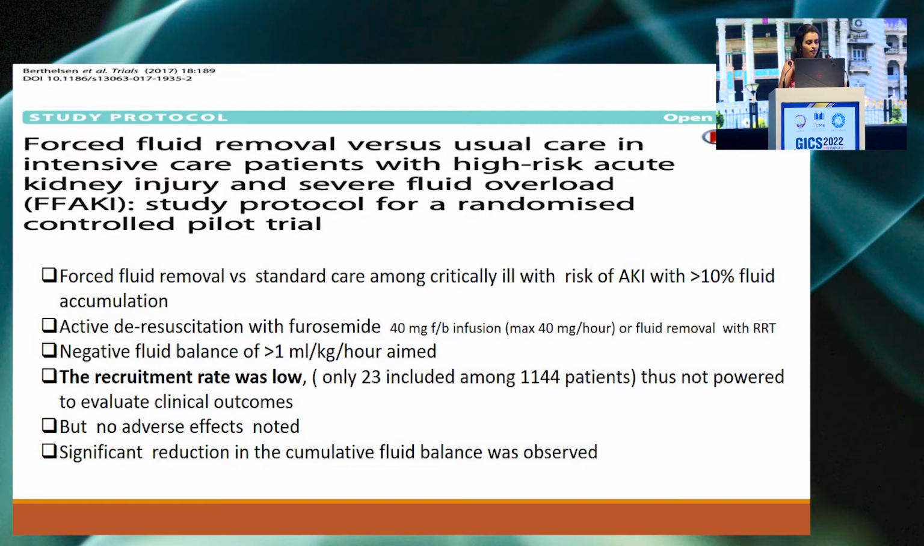Second is another study, the FFAKI trial, but this was a low powered trial. What they did is they forcefully removed the fluid, and they compared this forced fluid removal versus the standard care, and they observed that yes, they could achieve a good negative balance without causing much adverse effects. But as there was very low recruitment in this trial, it was not that powered.